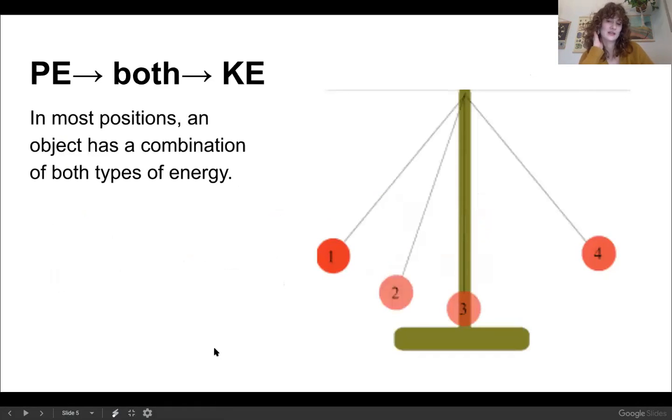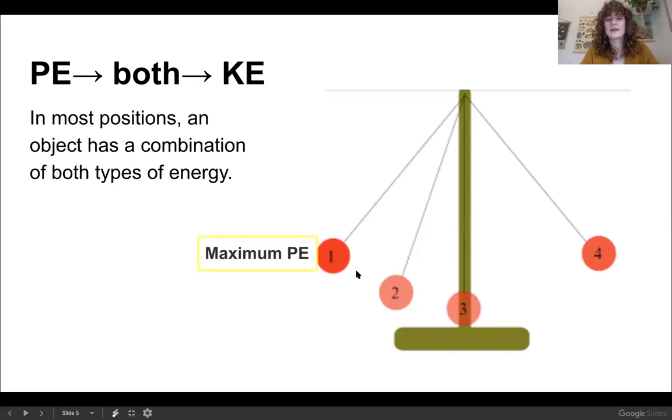It applies to lots and lots of different things. So now we're going to take a close look and see how that energy changes along the route of a swinging pendulum. So we have a red ball attached to a string, and imagine it swinging back and forth, and we have 4 different positions along its journey. In most positions, between the first and the last point, the object has a combination of both types of energy.